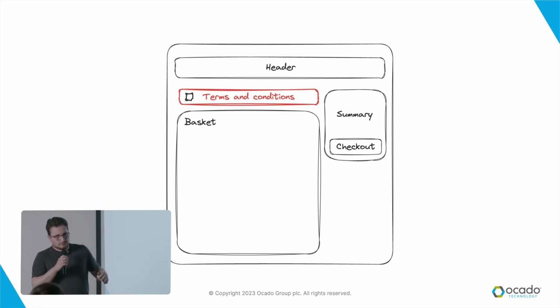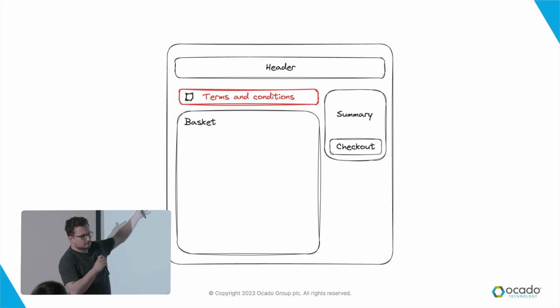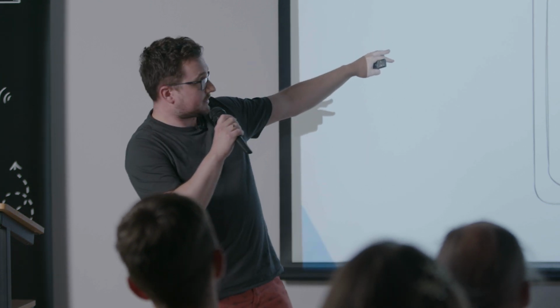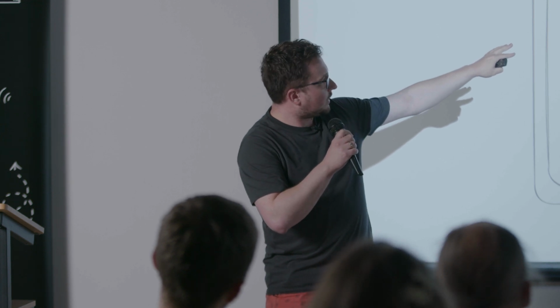So let's imagine a simple e-commerce app where you have a checkout page. We have some header, maybe with search. We have a terms and conditions checkbox. Below that we have some basket summary. And we have a summary on the right with the checkout button.